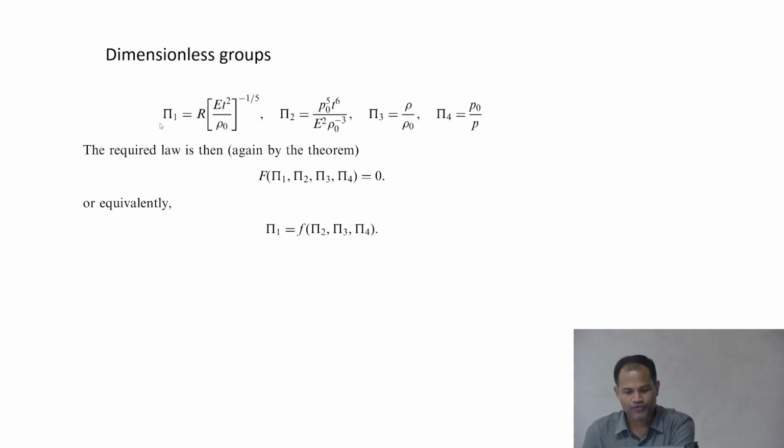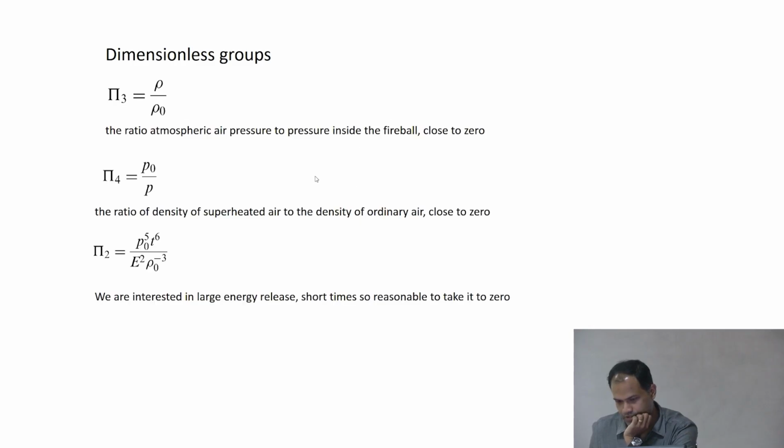So he got these four of them. Pi 1 is E t squared by rho 0 to the power minus 1 by 5. Then there was a pi 2, a pi 3 and a pi 4. And of course, as we have been saying, there exists a relation between these four, and that's what he wrote. And that's not surprising to you anymore.